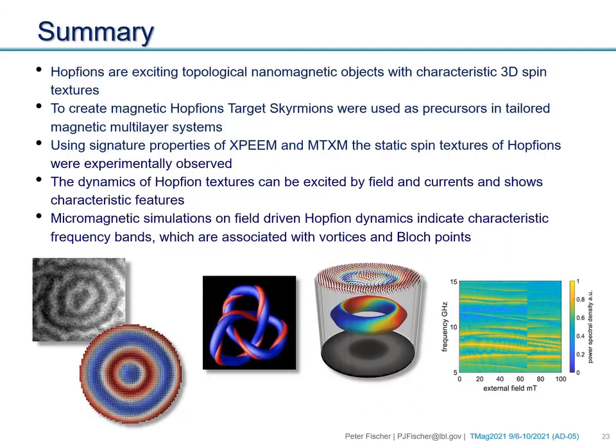Okay, with this, let me summarize my talk. I hope I could show you that Hopfions are really exciting topological nanomagnetic objects. They do have a very characteristic 3D spin texture. Our approach was to start from target skyrmions, use them as precursors in tailored multilayer systems, and then we used signature properties of PEEM and MTXM to observe the static spin textures. The dynamics of Hopfion textures can be excited by many means, but they also show characteristic features. The micromagnetic simulations that we have seen so far indicate characteristic frequency bands, which are, as I just said, associated with vortices and Bloch points.